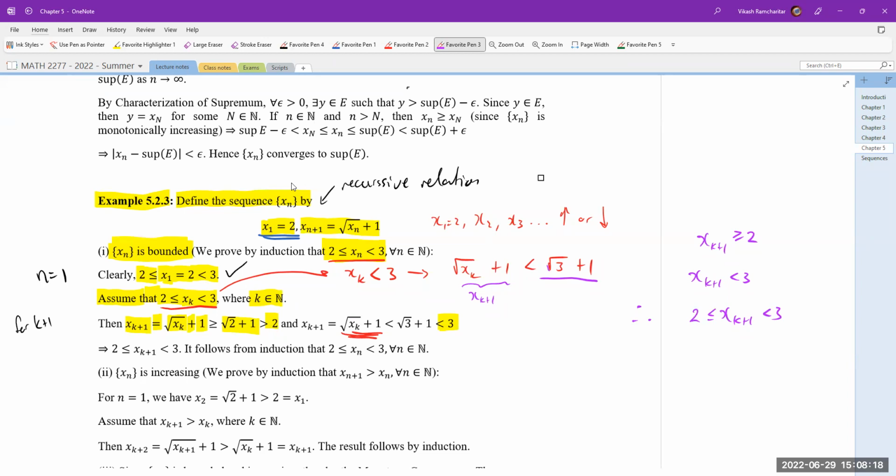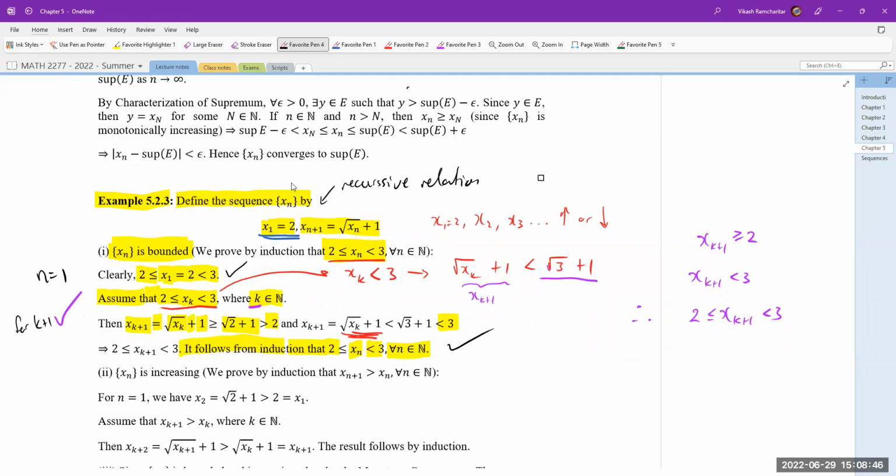And that's basically induction. Over there, you've shown that if the result holds for some natural number k, it's going to work for k plus 1. So it follows from induction that x_n is bounded between 2 and 3. Okay, so our sequence is bounded. And the next part is to show whether or not it's increasing or decreasing.